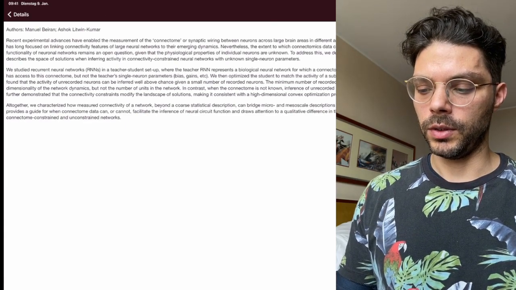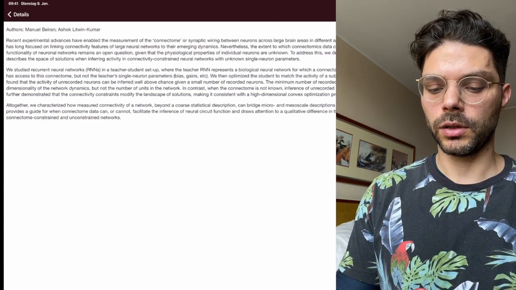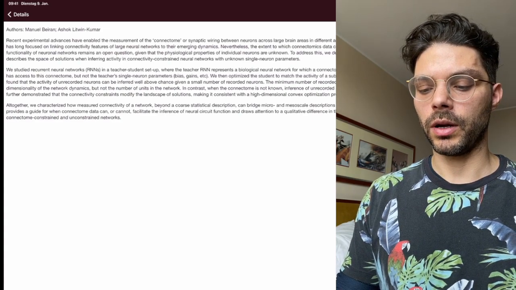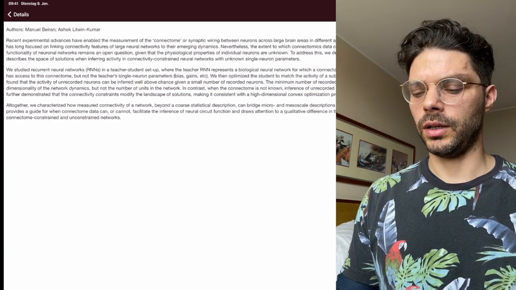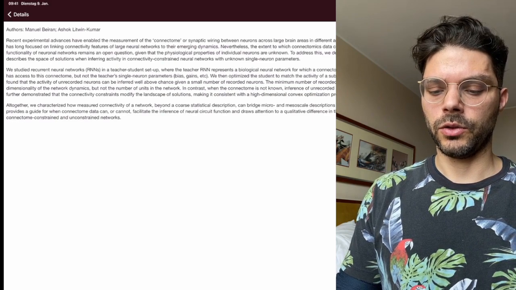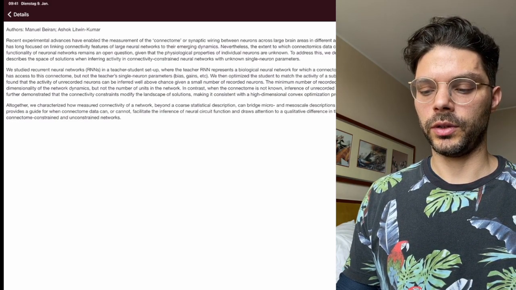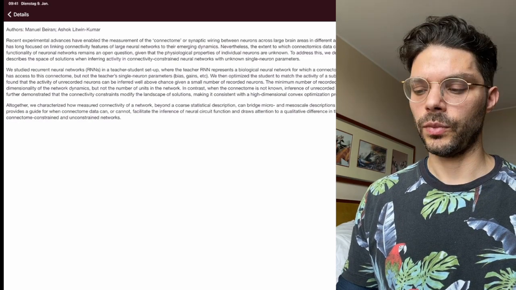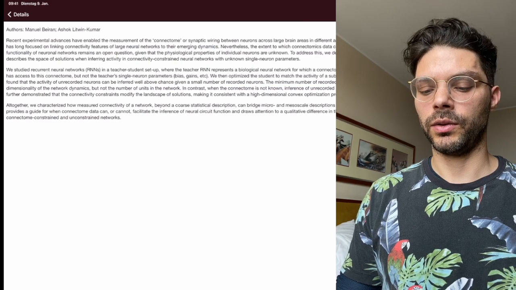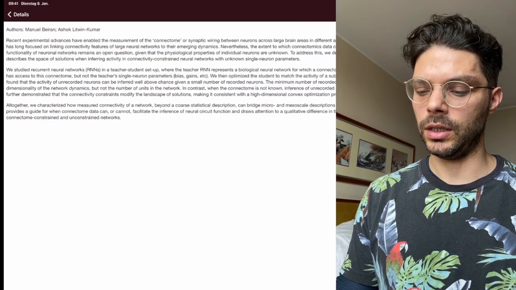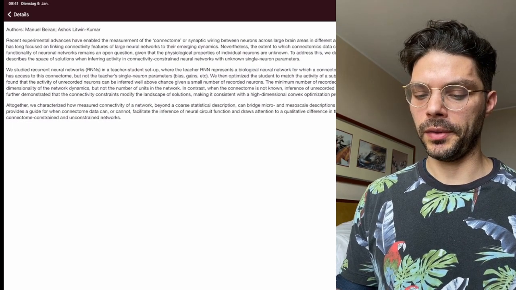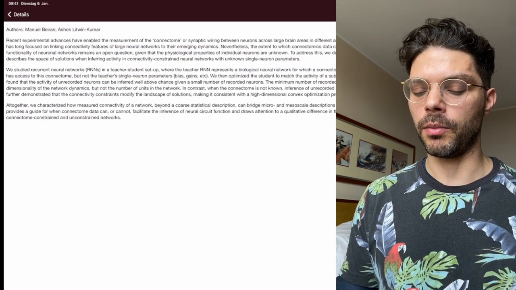Okay, so we developed a theory that describes a space of solutions when inferring activity in connectivity-constrained neural networks with unknown single neuron properties. We studied recurrent neural networks in a teacher-student setup, where the teacher RNN represents a biological neural network for which a connectome is available. The student has access to this connectome, but not the teacher's single neuron parameters. So you have an RNN, you have the connectome of the RNN, but you don't have the teacher's properties of the single neurons.